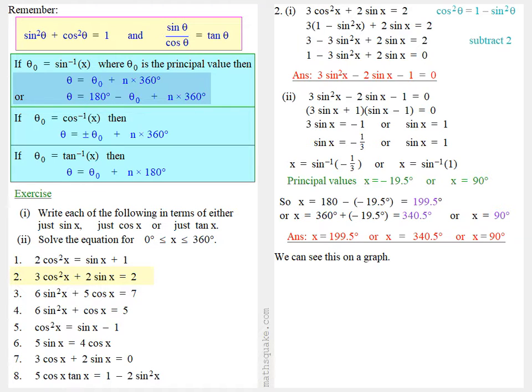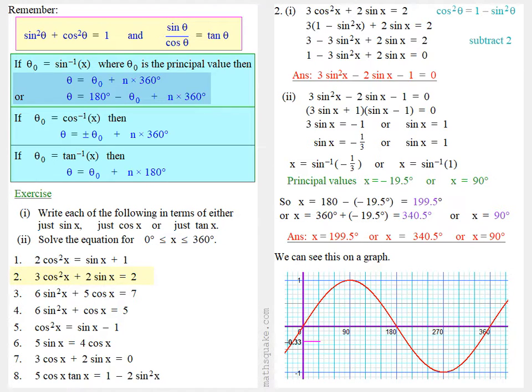Now we can see this on a graph. If we draw a line horizontally across from minus a third on the y-axis, we see it crosses the curve at 2 points, 199.5 degrees and 340.5 degrees. If we draw a line across at y equals 1, it touches the curve at 1 point, that's at 90 degrees. And so we can confirm our original answers.